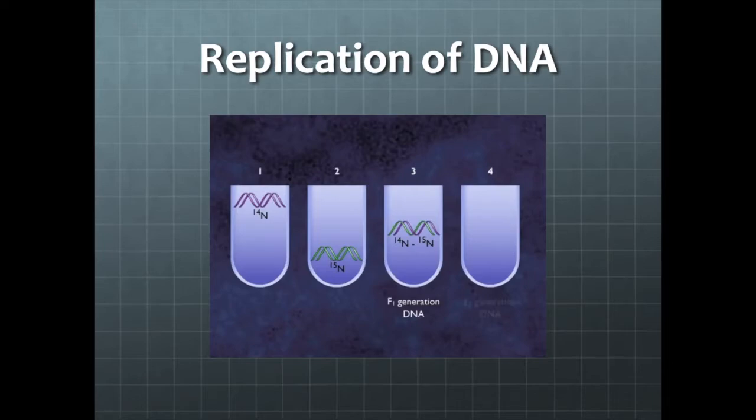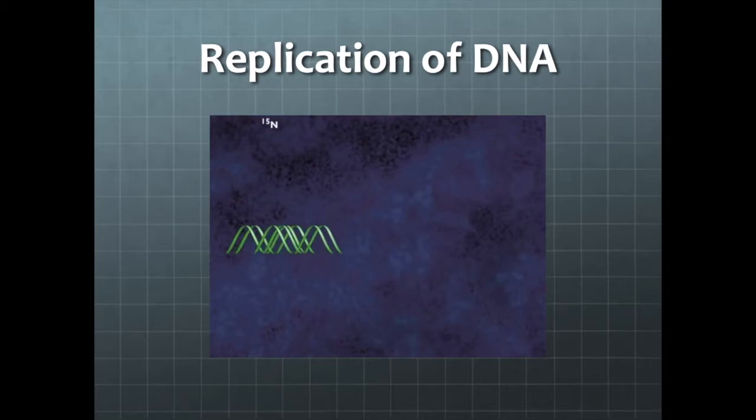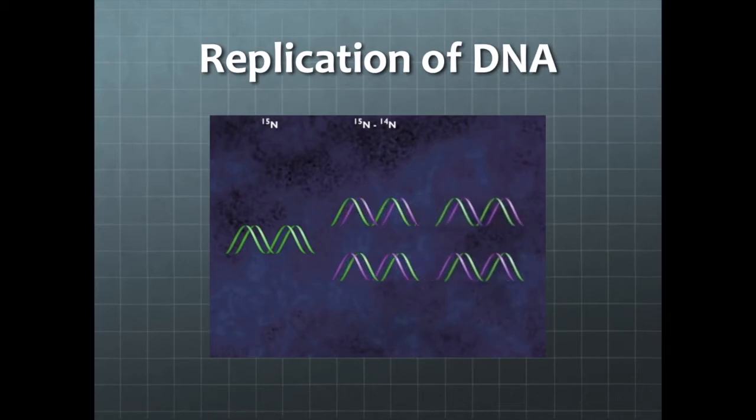After two generations in N14 medium, two bands were obtained, one of intermediate density, in which one of the strands contained N15, and one of low density, in which neither strand contained N15. Meselson and Stahl concluded that replication of the DNA duplex involves building new molecules by separating parent strands and then adding new nucleotides to form the complementary strand on each of these templates.